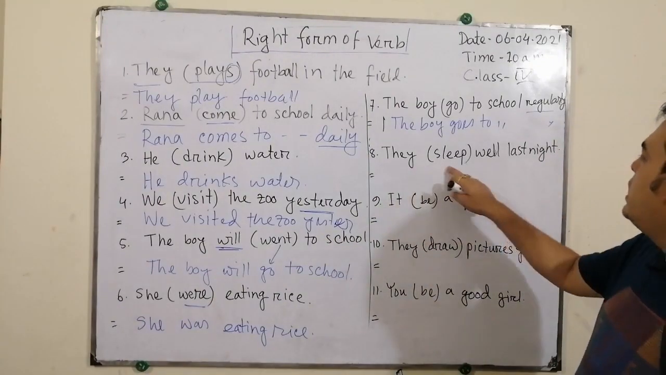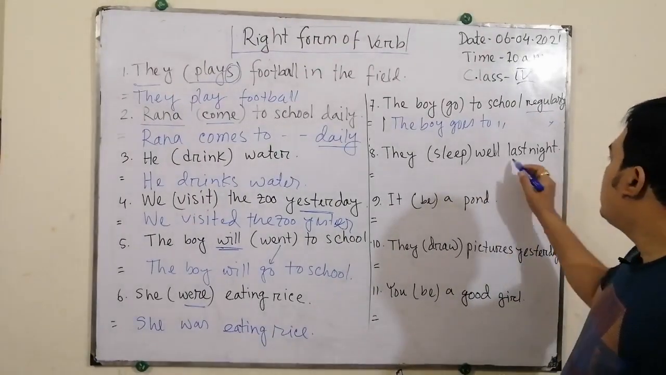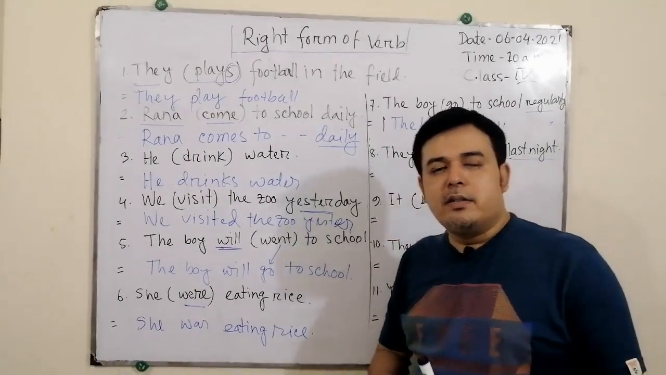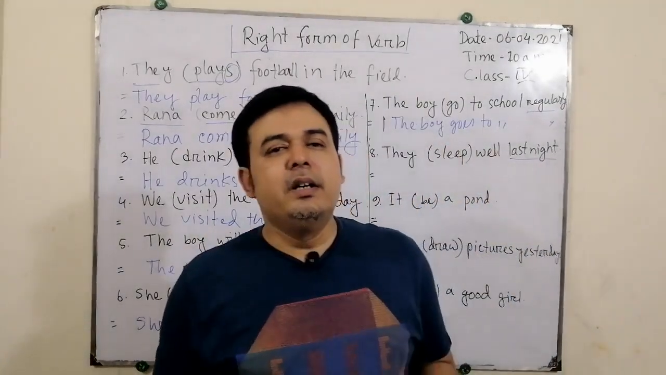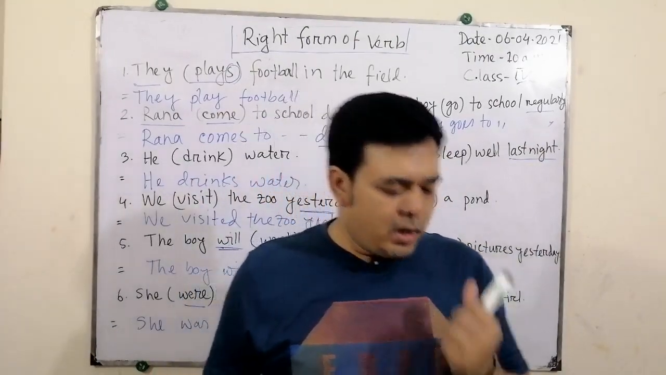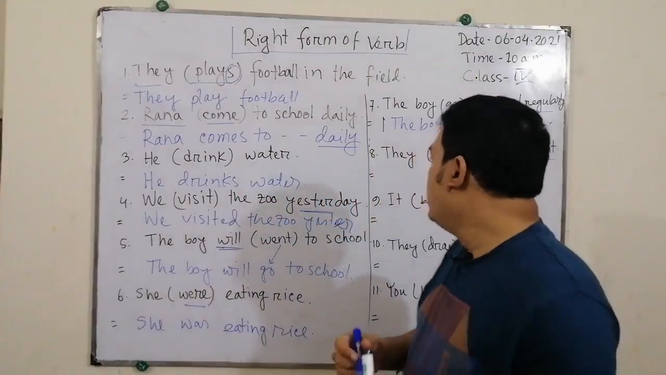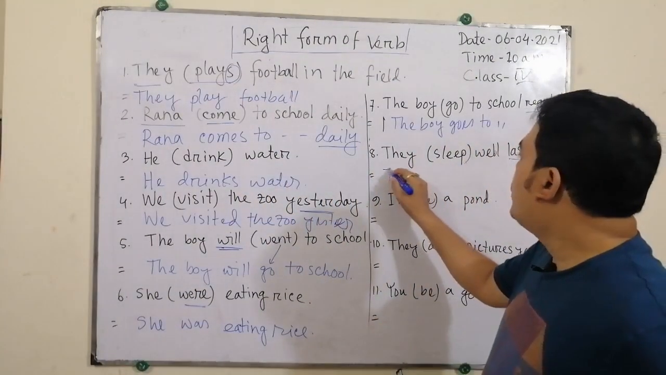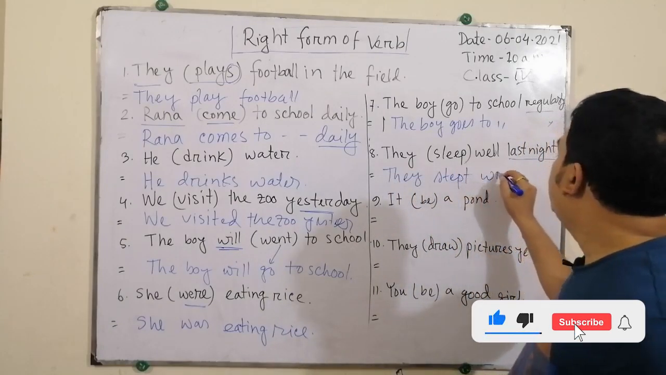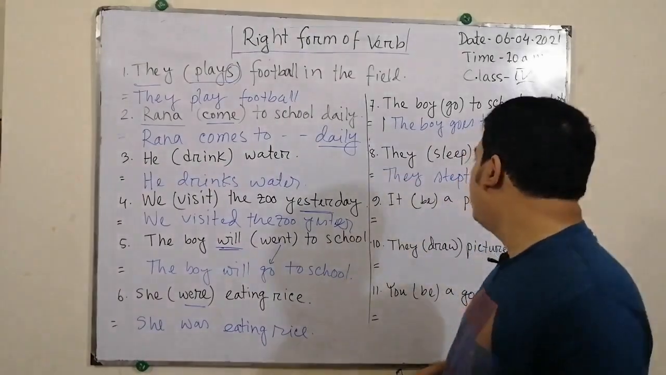Okay, they sleep well last night. They sleep well last night. Here the fact is last night. Clear? So, if in any sentence you find yesterday, last week, last night, last month, last year, these sort of words that indicate the past tense, so you have to use the past form of the verb. So, what will be the result? They slept well last night. Clear? We will use the past form of the verb.